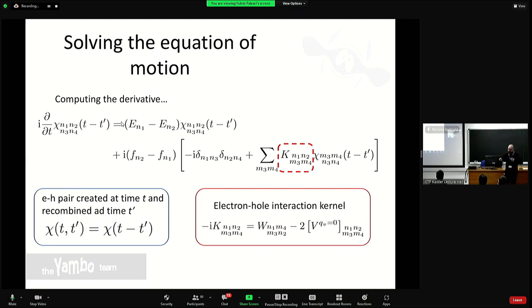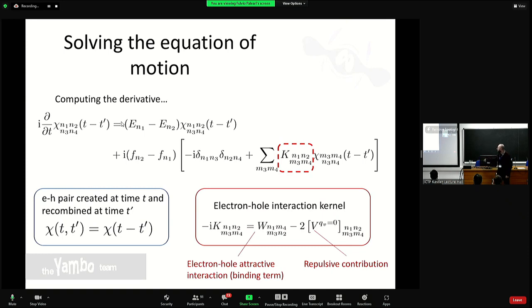I just put it together in a single variable, w minus 2v. Now the difference in sign plays an important role, because the w acts as an attractive interaction. So this is the binding term. This is responsible for the electron bound state appearing below the quasi-particle band gap of the system. Instead, this Hartree repulsive contribution is normally much lower in magnitude than this, in the semiconductors of interest to us. So in general, when we have this kernel, we can find bound excitons.